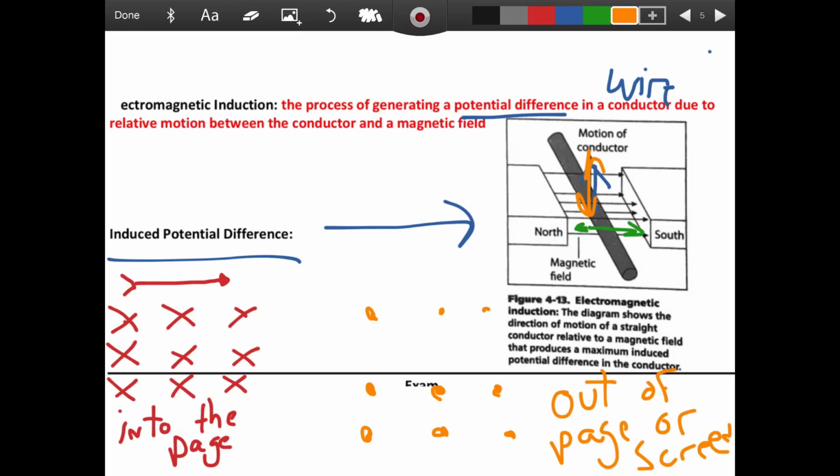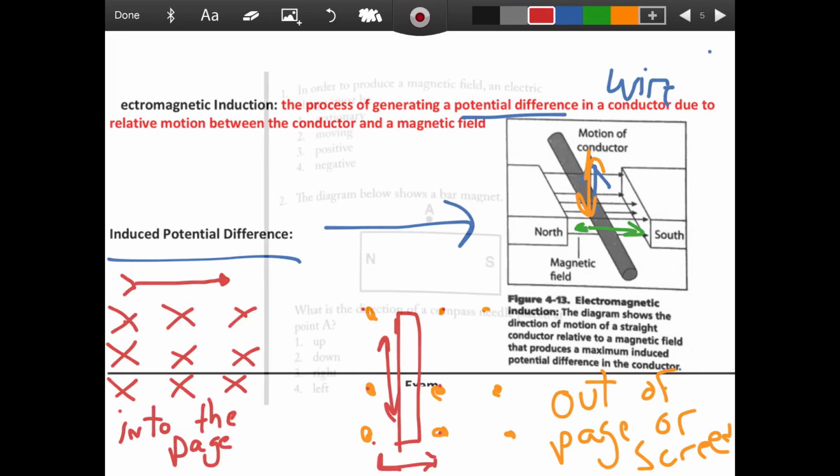So let's just say I place a wire inside this magnetic field. To induce a potential difference, I can move it left or right, because that would be crossing these magnetic field lines. But if I were to move it up or down, I'm not physically crossing any of those lines, and therefore I would not induce a potential difference.